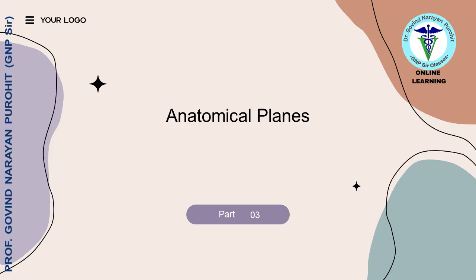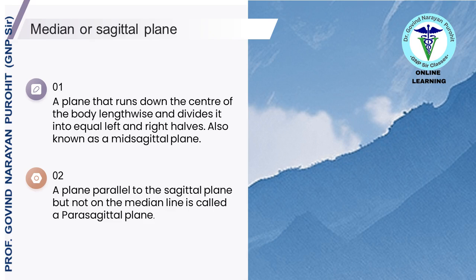There are three anatomical planes of reference. Each plane is an imaginary slice through the body. Median or sagittal plane, a plane that runs down the center of the body lengthwise and divides it into equal left and right halves. It is also known as a mid-sagittal plane. A plane parallel to the sagittal plane but not on the median line is called a parasagittal plane.